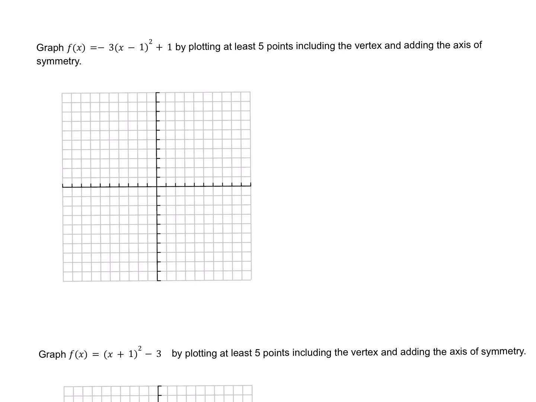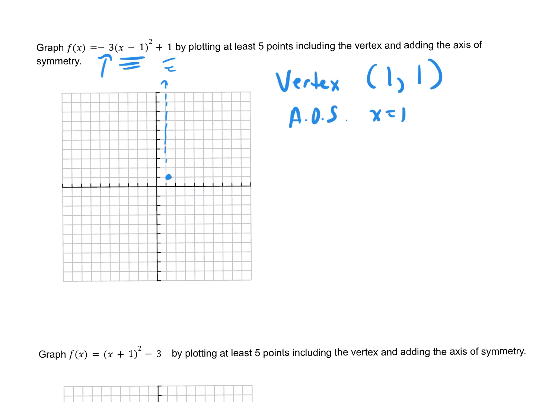So in this one, our vertex, same idea. It's the opposite of what's in here. So even though it says -1, my vertex is going to be +1. And then whatever's on the outside, which is just going to be 1. So 1, 1 is my vertex. Now if you notice, this says -3, so it does open down. So I pick a couple x's bigger than -1. I could also draw my axis of symmetry, which is x = 1. Go ahead and draw that in.